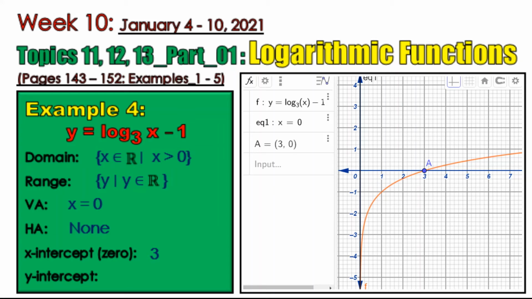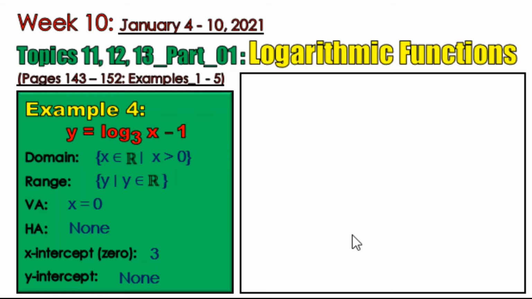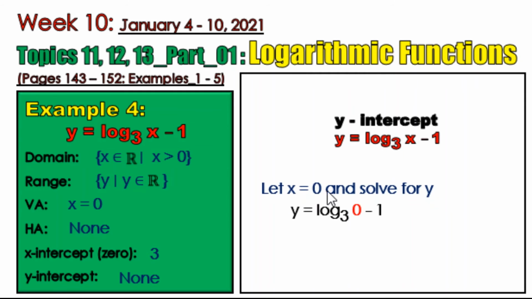Okay, how about your y-intercept? So of course, since the graph does not intersect your y-axis, therefore there is no y-intercept. Okay, and if we show that algebraically, we let x be equal to 0 and solve for y. So substituting the value of x, which is 0, you have y is equal to logarithm of 0 to the base 3 minus 1. So this is already undefined because the value of your x must always be positive, so we cannot have 0 or a negative real number. So that is why your given function has no y-intercept.